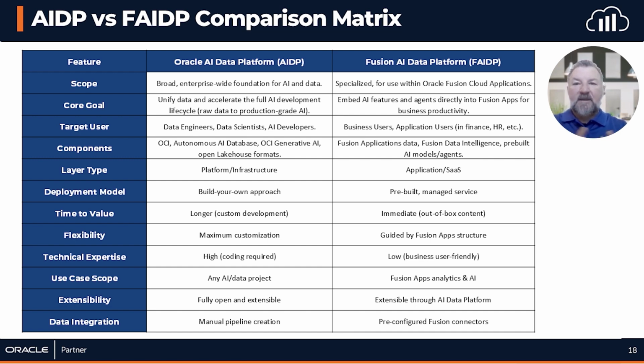The extensibility of AI Data Platform: it's fully open and extendable. Within Fusion AI Data Platform, it's extendable through the AI Data Platform. Again, it can be extended; there are just certain pre-built components that can't be modified. Now, with the AI Data Platform, we've got manual pipeline creation, versus in the Fusion AI Data Platform, we've got the data platform and the data pipeline, which has already been pre-built for you.